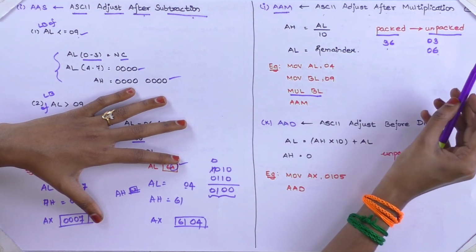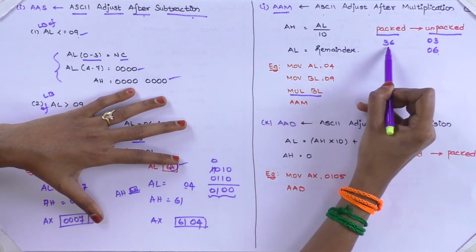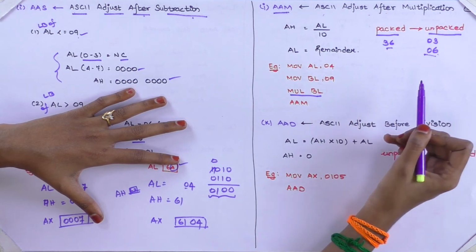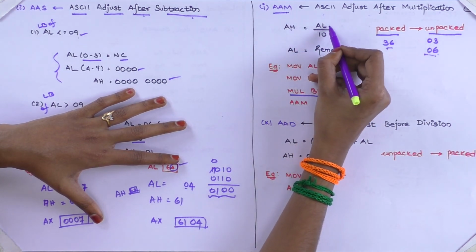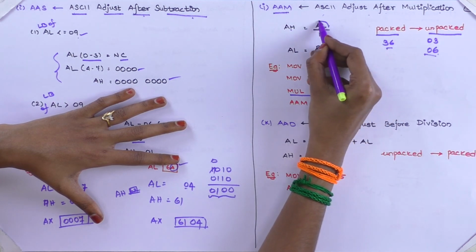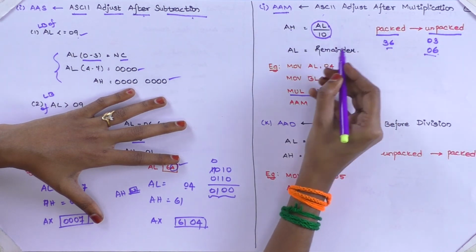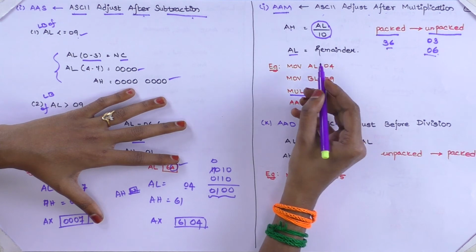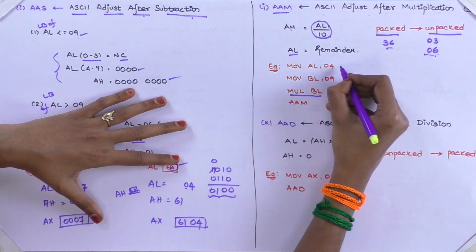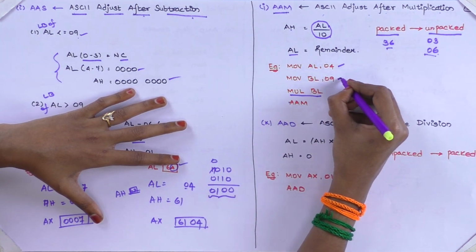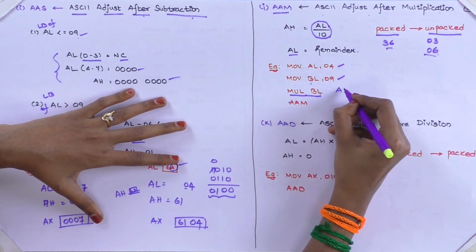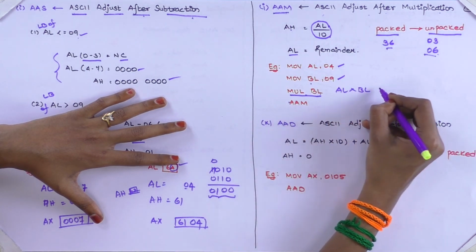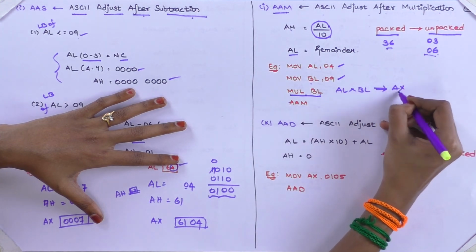0603 is an unpacked number. So I have shown how a packed number is converted to unpacked: AH is given a value by dividing AL by 10, and the remainder of this division is stored in the AL register. Let's see an example. AL has the value 04, and 9 is stored in BL. Multiply BL: AL times BL, and the result is stored in the AX register.